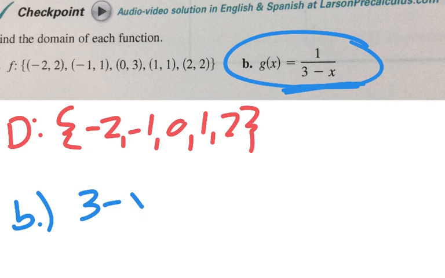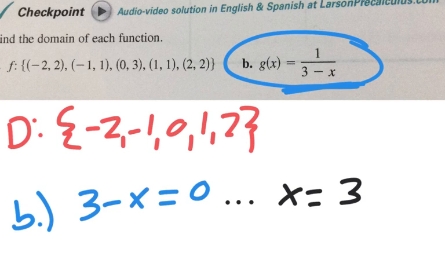So I say 3 minus x is 0, and I want to find out where that happens. When I solve that, I add x to both sides, which tells me x equals 3. This is a simple one. If I plug in 3 here, 3 minus 3 is 0. 0 is bad.